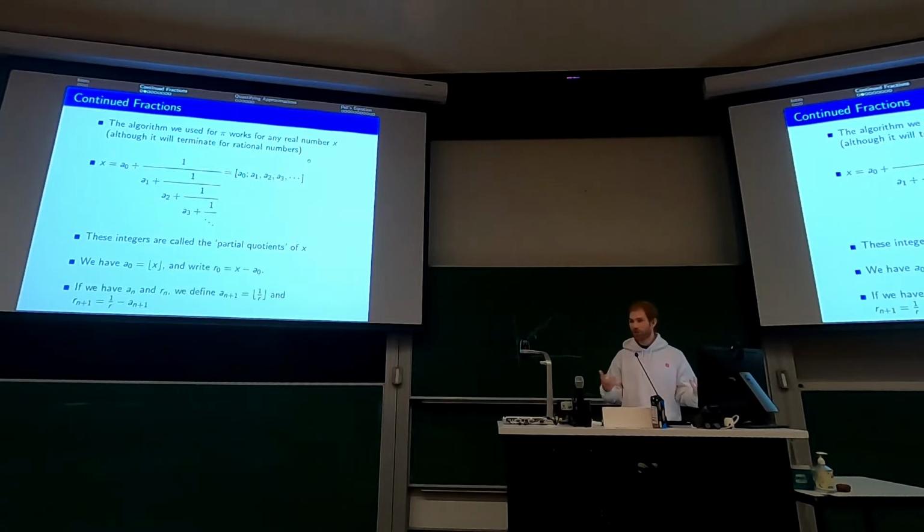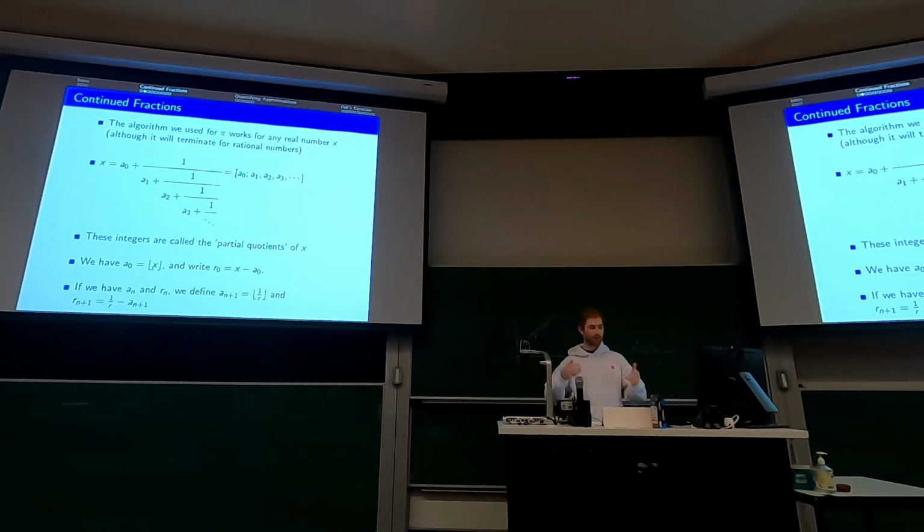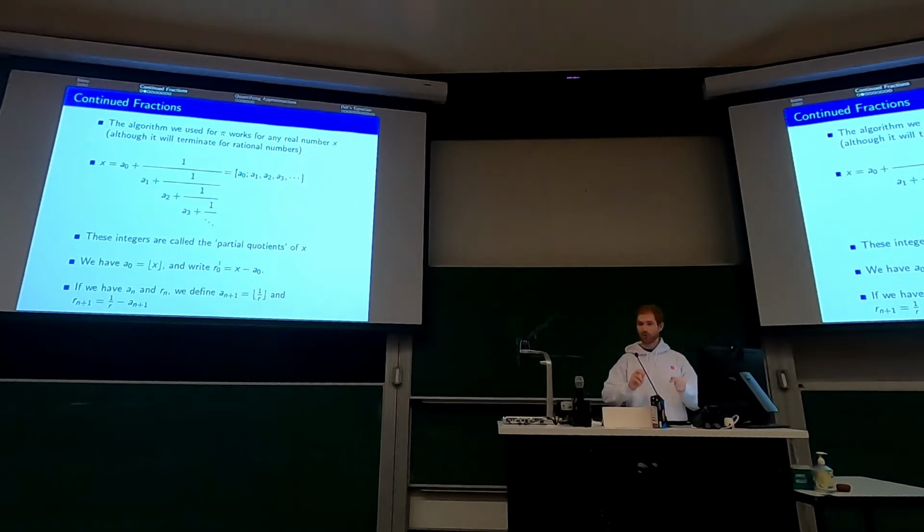So just for a more formal algorithm, I guess, we'll define a0 is equal to the floor function of x, and we'll have this remainder r0 is equal to the difference, right? And we can do this recursively. So if we have an and rn, we can define an plus 1, the next partial quotient, to be the floor of 1 over rn. So just what we did before: flip it, take the floor, so approximate it, and then the next remainder will be 1 over rn minus the partial quotient we just got. So that's just formalizing the process we did before.